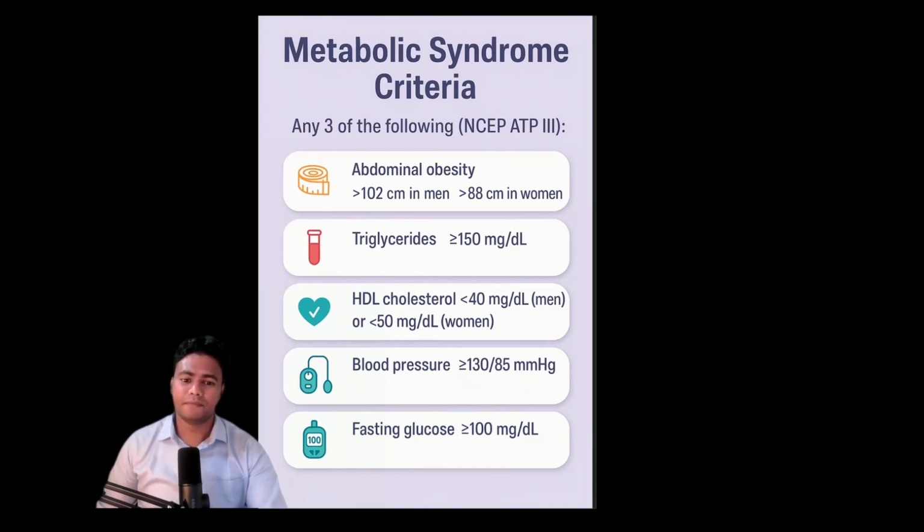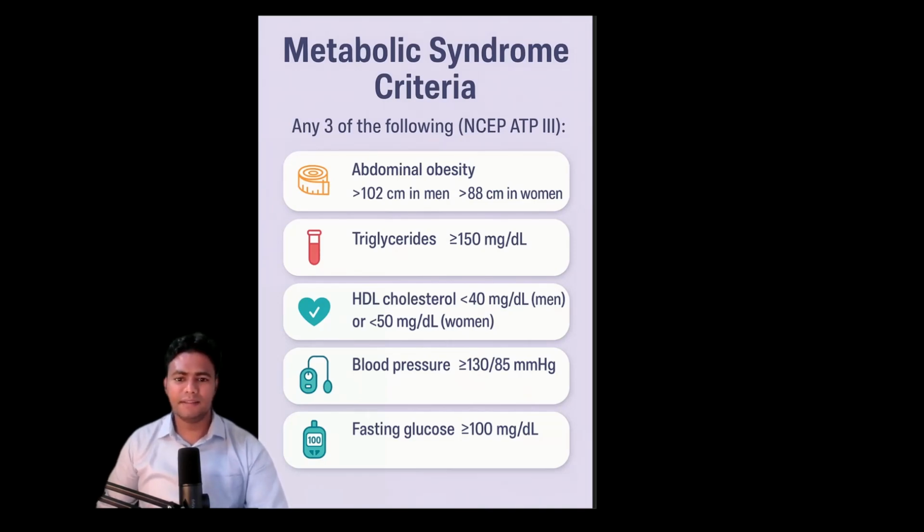Let's dive in. So, metabolic syndrome is a cluster of metabolic abnormalities that significantly increases the risk of cardiovascular disease and also type 2 diabetes mellitus. It's not one disease, rather, it's a warning sign that your patient's metabolic engine is failing. According to the most widely used NCEP ATP III criteria, we diagnose metabolic syndrome when any 3 out of 5 of the following are present.